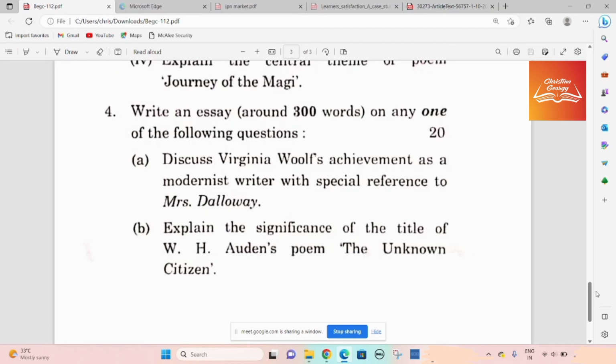If you're wondering about how much to write, it depends on your way of putting it. The content matters. Nevertheless, a minimum of 3.5 to 5 pages would be fine. Never be so very concerned with the page limit of the answer booklet. You'll have enough and more pages and time to complete this paper. Okay, so that's all regarding this previous question paper of BEGC 112.